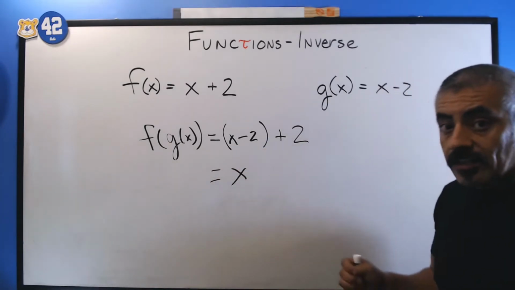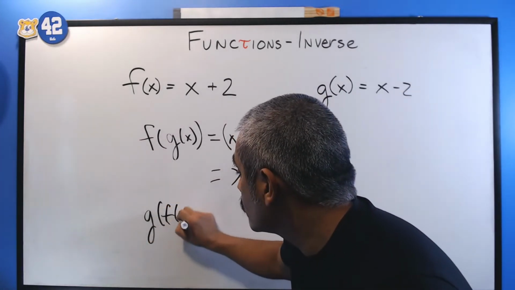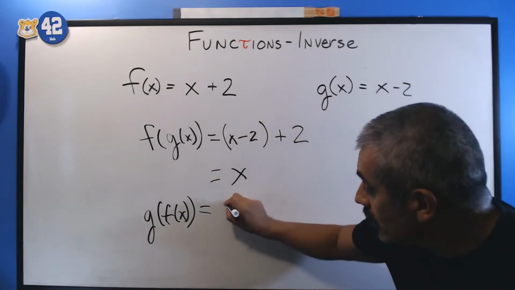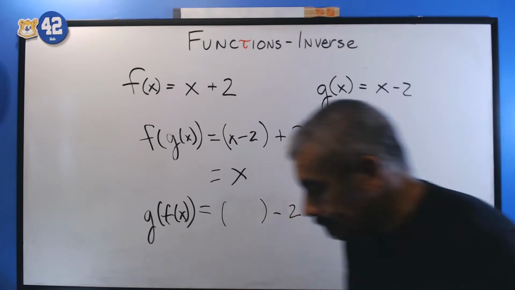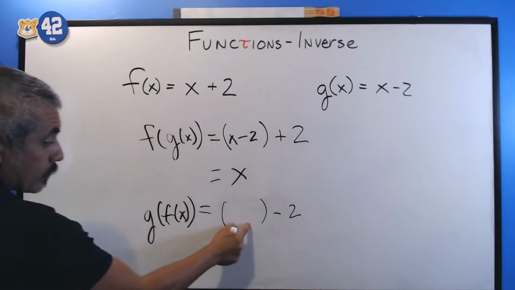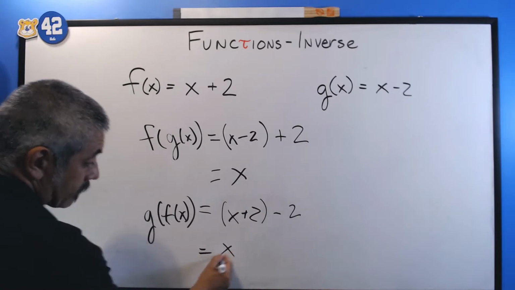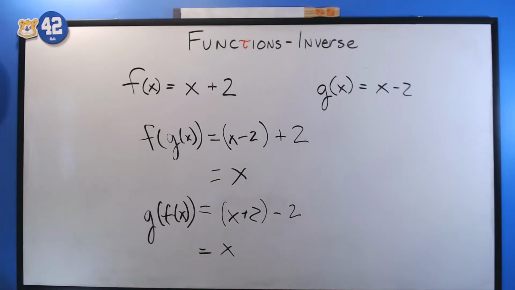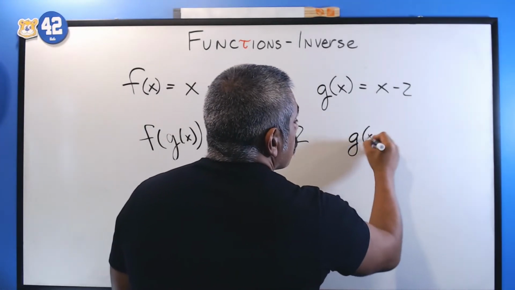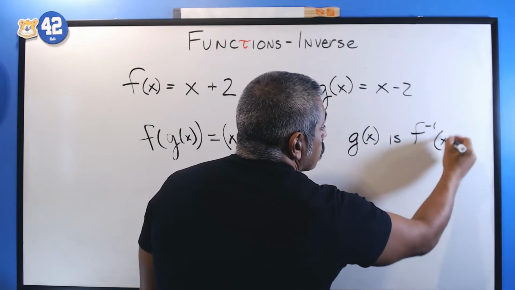But now we have to check the other way around. So we're going to say g of f of x equals. And so you're going to take g, so g equals something minus 2. And then you're simply going to take f of x and plug it into here. So x plus 2. And you're going to get x. And so this shows that g of x is f inverse of x.